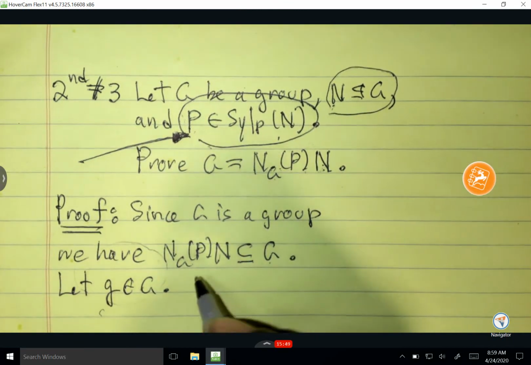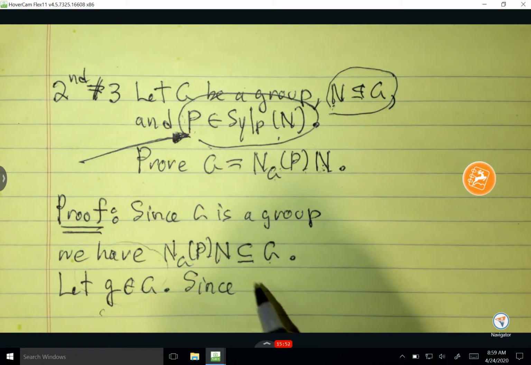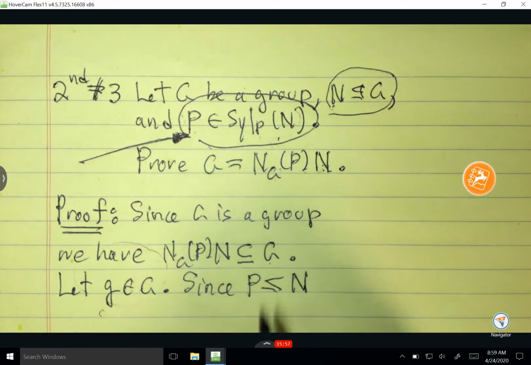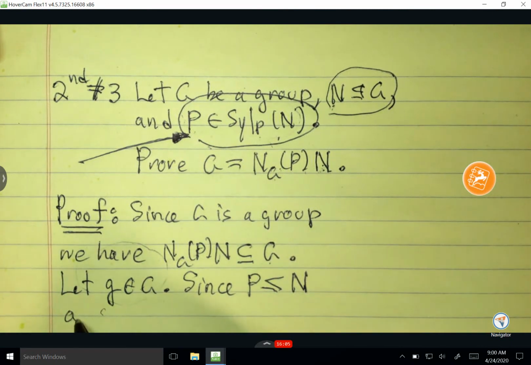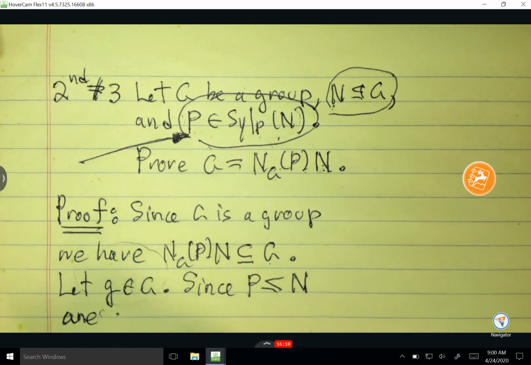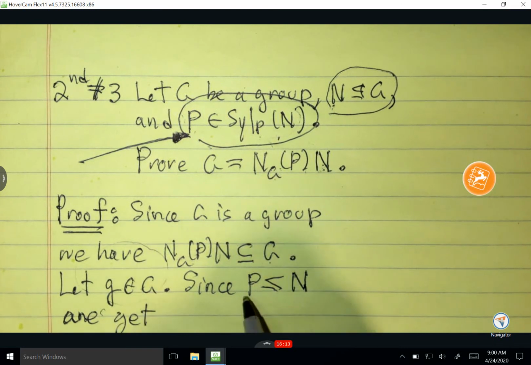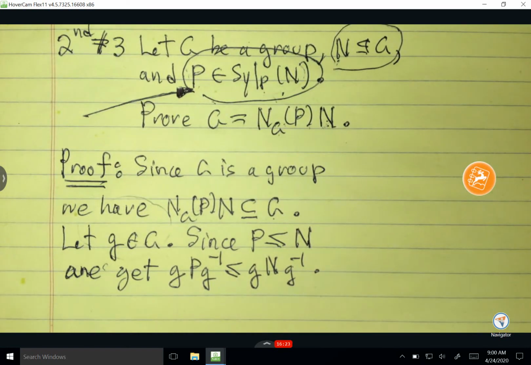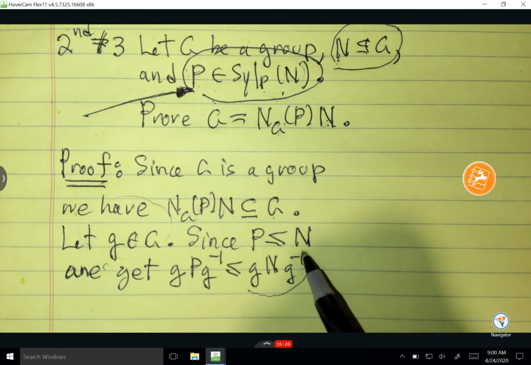Okay, let's write it. So since P is a subgroup of N, in fact, it's a Sylow P subgroup of N, that means it's a subgroup of N whose order is the pth part of N. And N is normal. We get, let's say it in parts, because you might get scared. Just conjugate both sides by this little g. We get gPg inverse is a subgroup of gNg inverse. But now N is normal, so this is just N.